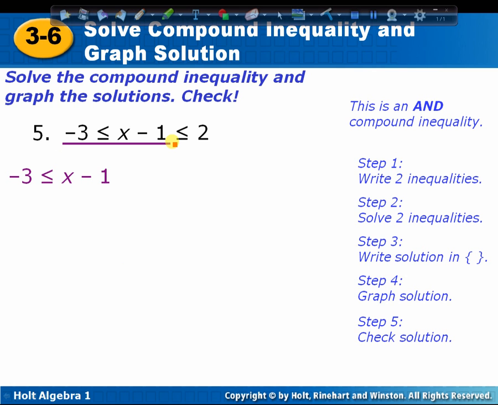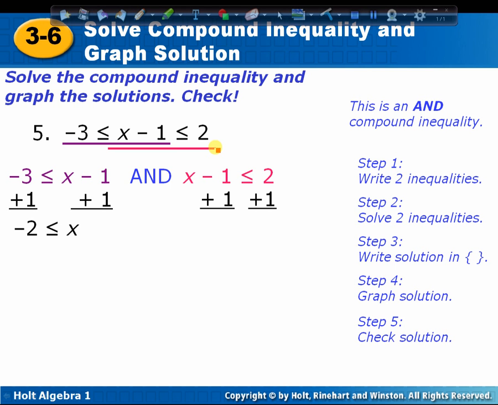So -3 is less than or equal to x minus 1. The word and, then I'm going to go from the end of the first inequality all the way out. So x minus 1 is less than or equal to 2. From here, we're just going to solve each inequality individually. So I'm going to add 1 to both sides and get -2 is less than or equal to x.